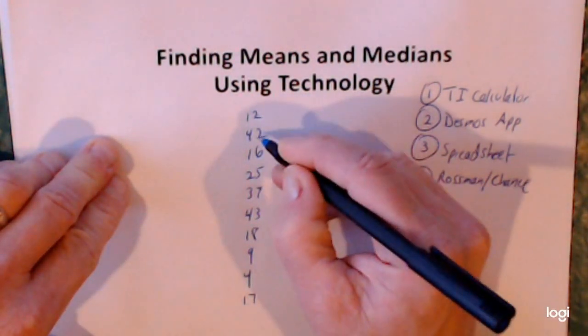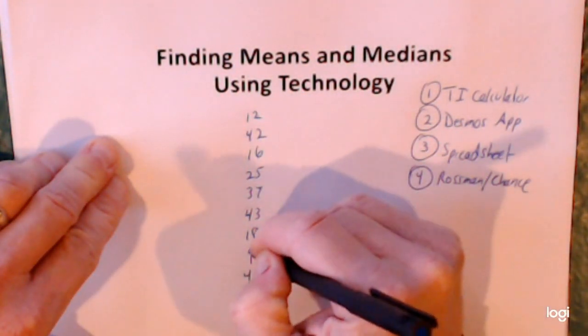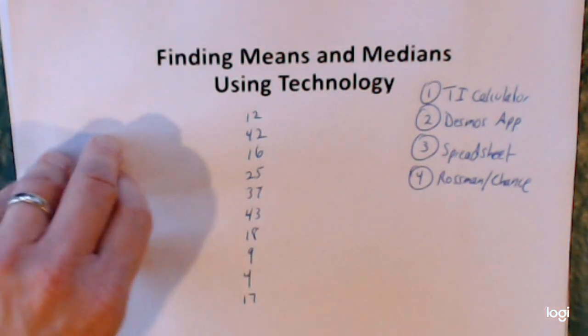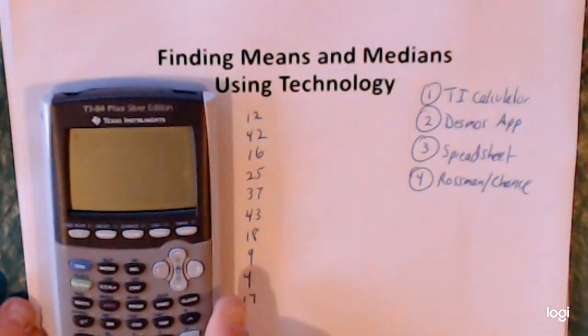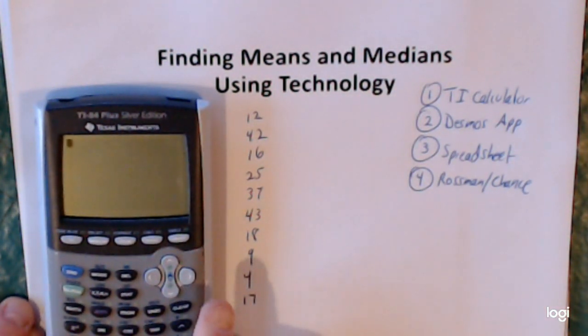Okay, so there's 1, 2, 3, 4, 5, 6, 7, 8, 9, 10. Okay, so I have 10 observations there. Let's calculate their mean and median. Again, doing it by hand would be easy, but let's do it using our calculator. Okay. So I'm using a TI-84 here. The same ideas will work on a TI-83 as well.